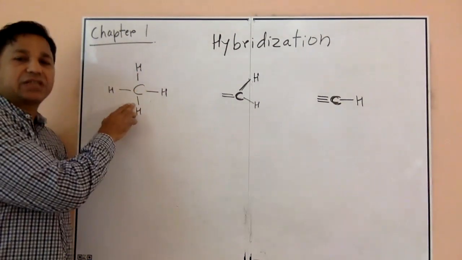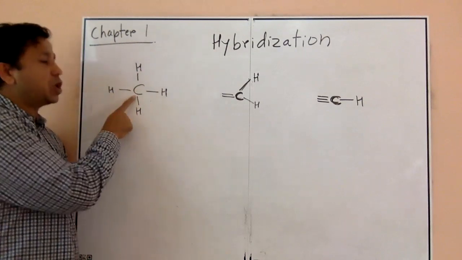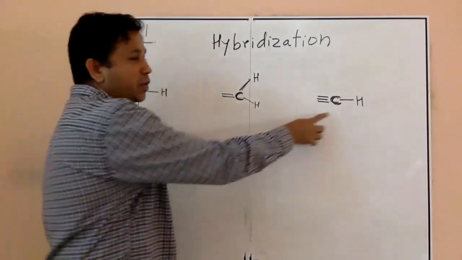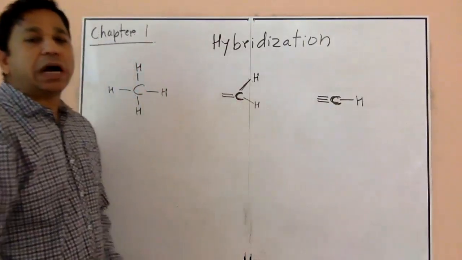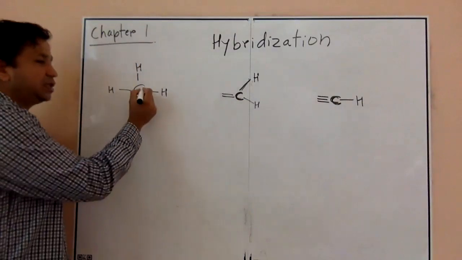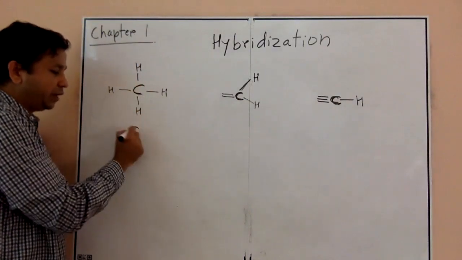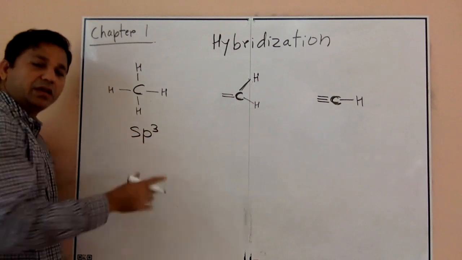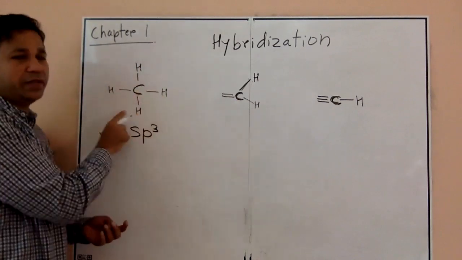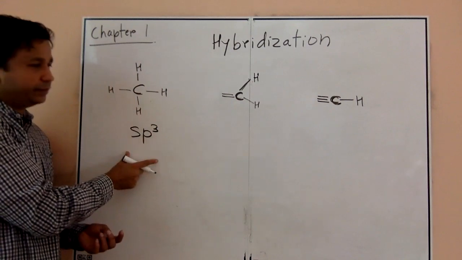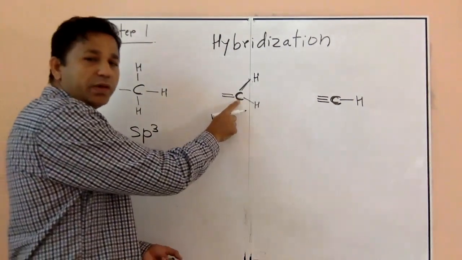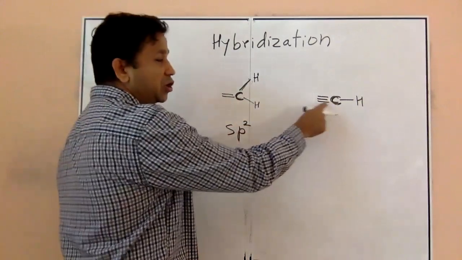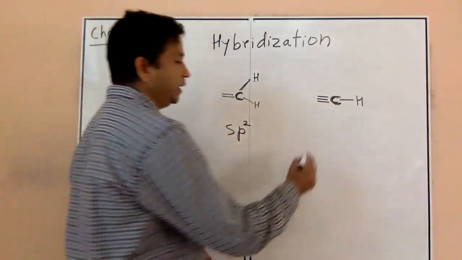So in this case, we have three different types of carbons again. Carbon with all single bonds, carbon with a double bond, and carbon with a triple bond. Hybridization for those: a single bonded carbon is always sp3, so 1s and 3p coming together to form these bonds. A double bonded carbon is sp2, and a triple bonded carbon is sp.